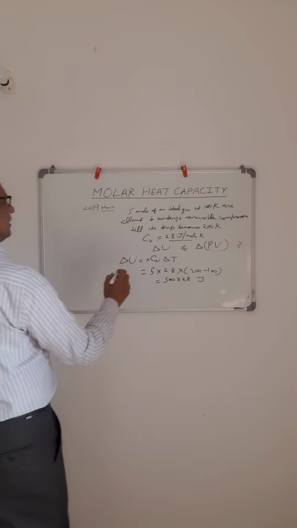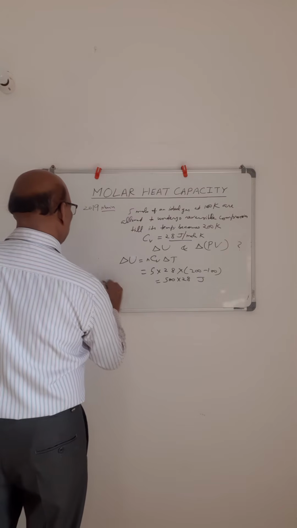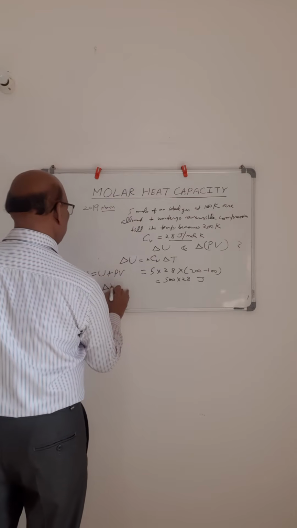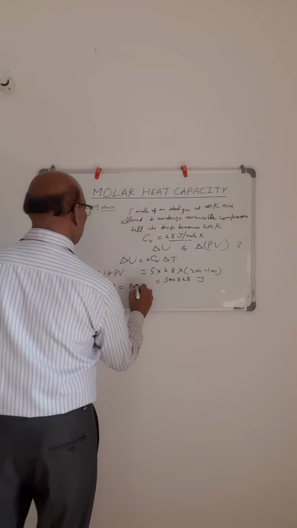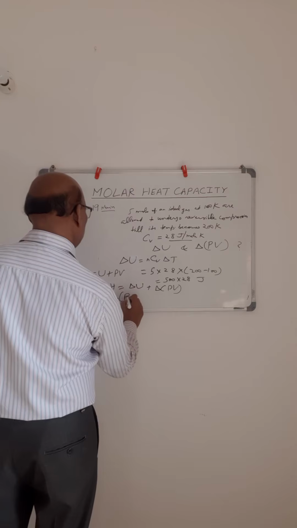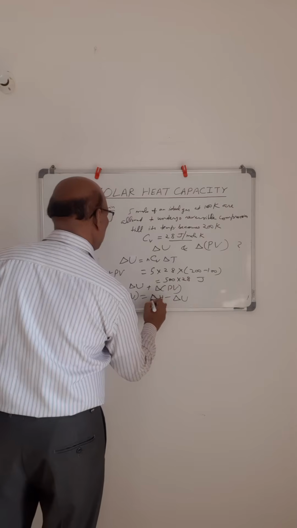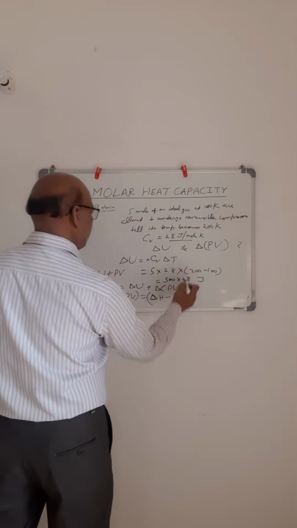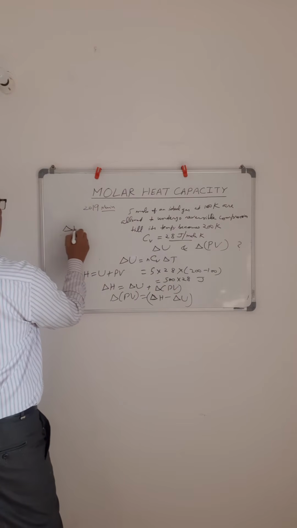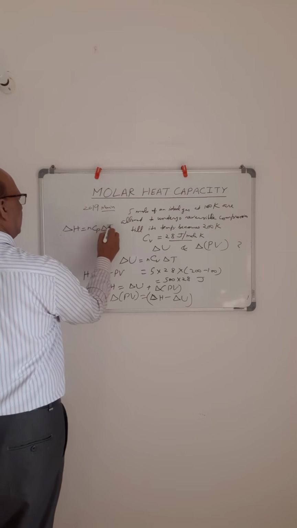Okay, and we have to find out the delta PV also, and we know that H equals U plus PV, that is the enthalpy. So what will be delta H? It will be delta U plus delta of PV. So what is delta PV? Delta PV will be equal to delta H minus delta U. Delta U we have already calculated. Now what we will calculate is delta H, which is nothing but n Cp delta T.